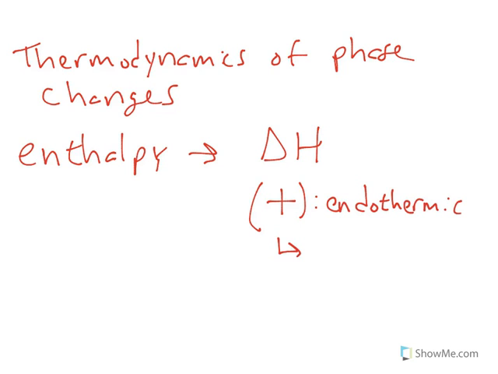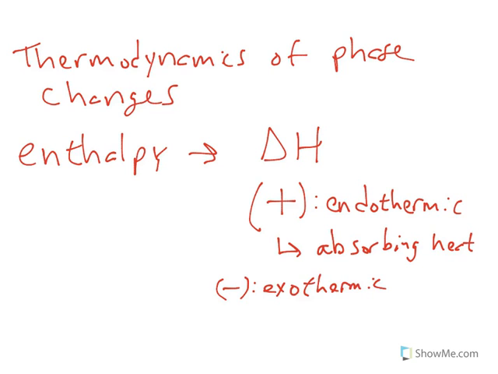What this essentially means is that it is absorbing heat. All right. And if delta H is negative, this is an exothermic process. And this means it is releasing heat. All right. So what we're going to do is take a few phase changes and see whether these are endothermic or exothermic processes.